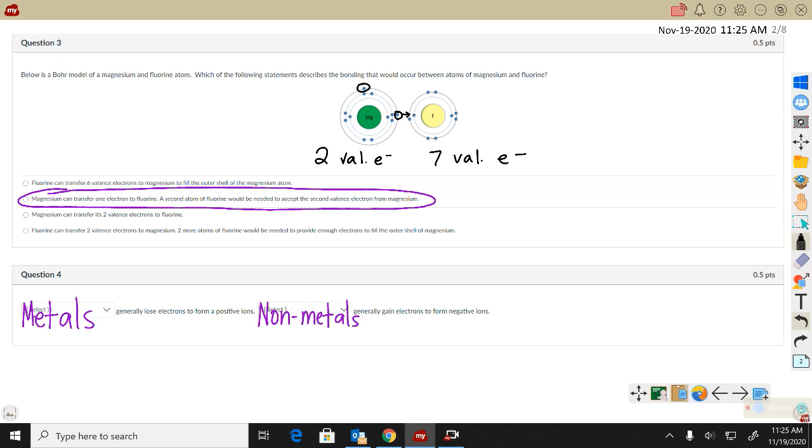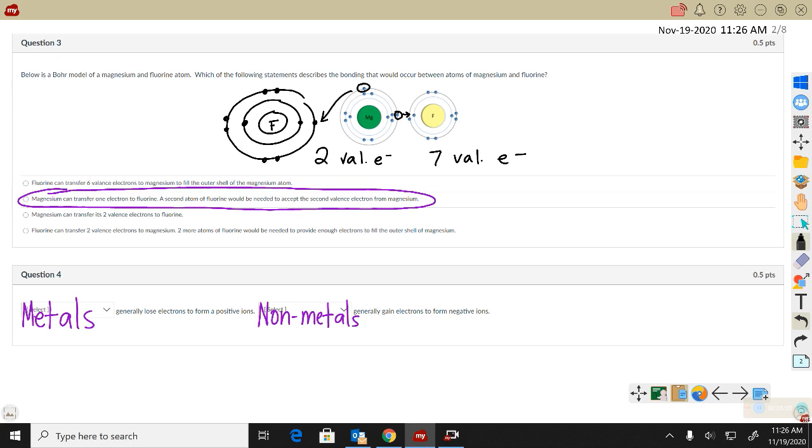So in the end, I would have 2 fluorine atoms. So maybe on the other side, there would be like another fluorine, and say the first energy level would have 2 valence electrons, and the second would have 7. 1, 2, 3, 4, 5, 6, 7. And then magnesium could say, oh cool, I'll give my other valence electron to a second fluorine atom. Fluorine will each gain an electron.